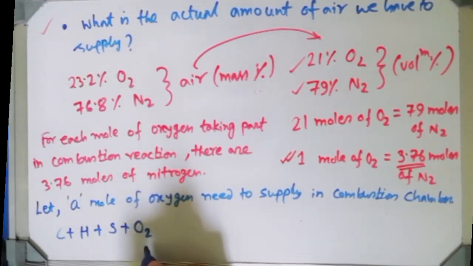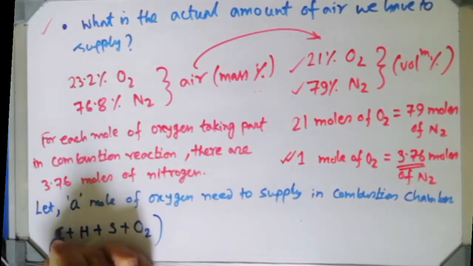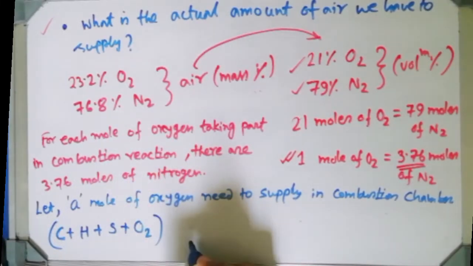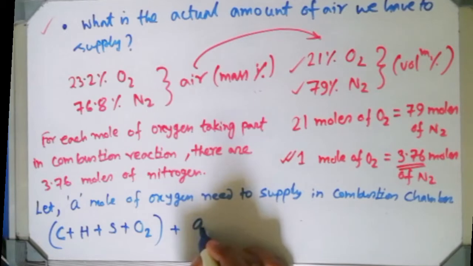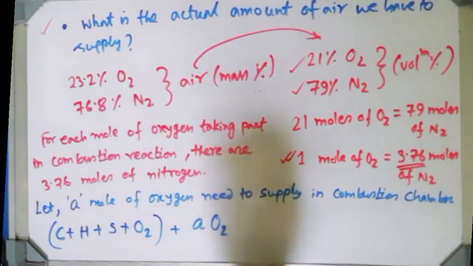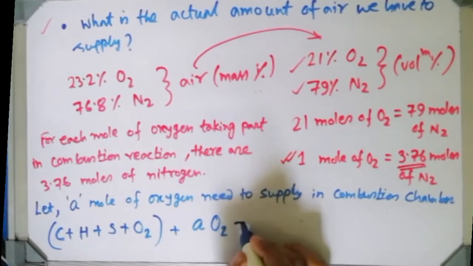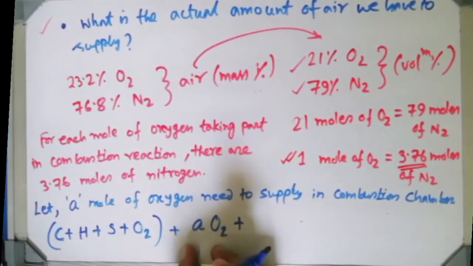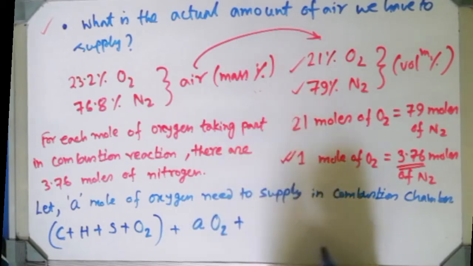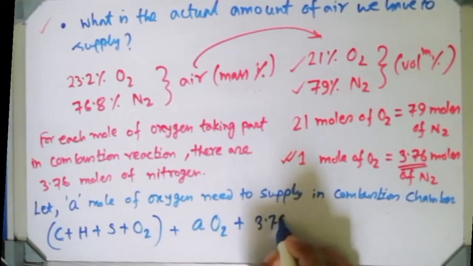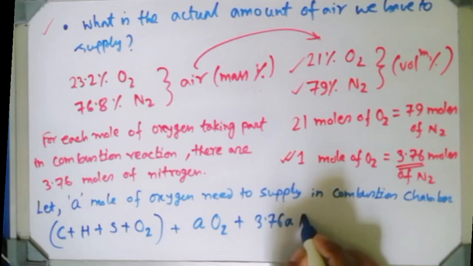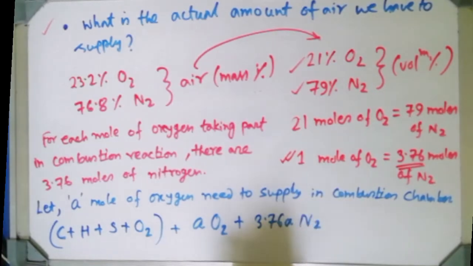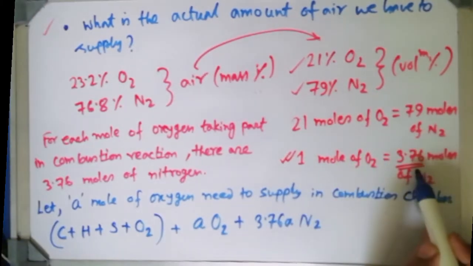Along with A mole, what amount of nitrogen will be there? If A mole of oxygen is supplied, then 3.76 A mole of nitrogen will be there, because 1 mole of oxygen carries 3.76 mole, so A mole of oxygen will carry 3.76 A mole of nitrogen along with it. This is the amount of excess oxygen we are supplying inside.